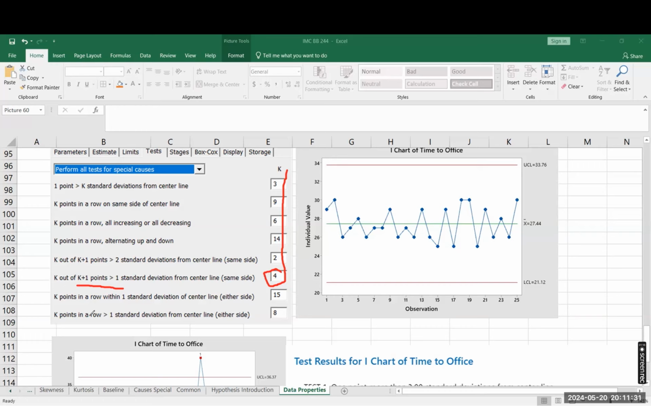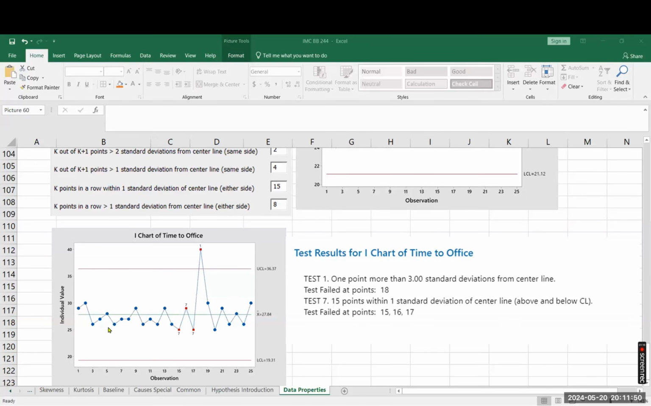Rule number 7: K points in a row within 1 standard deviation of the center line, which is 15. Suppose this is your 1 standard deviation line, like the 7th data point example, which is anyway failing in the last example you can see here. It means continuously 15 data points are very close to the center line, falling within plus or minus 1 standard deviation. Then rule number 7 is failing.